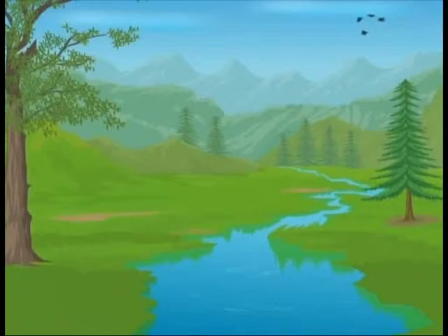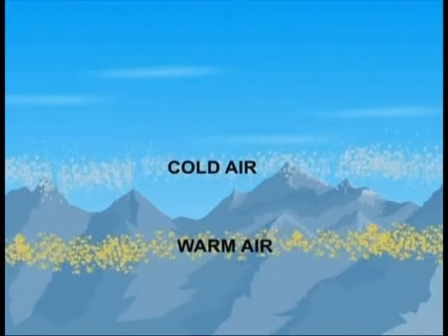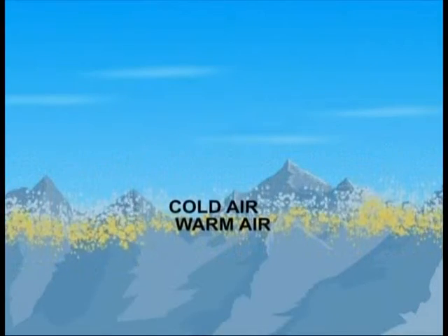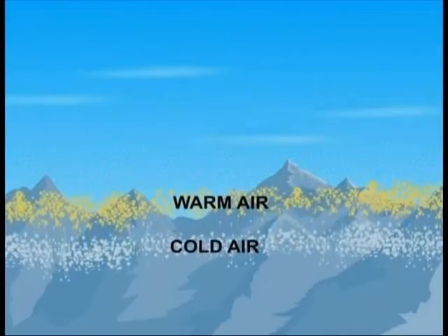During the day, the mountain valleys are hot, but as the night falls, they can become colder than the mountain tops. This is known as temperature inversion. This process takes place because cold air is heavier than warm air. It flows and sinks downhill and collects in the valleys.